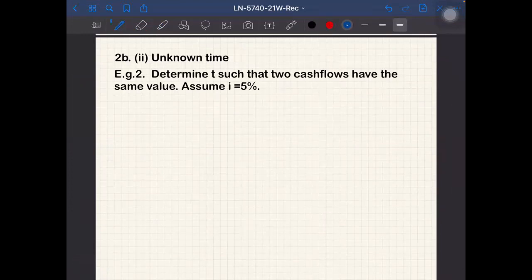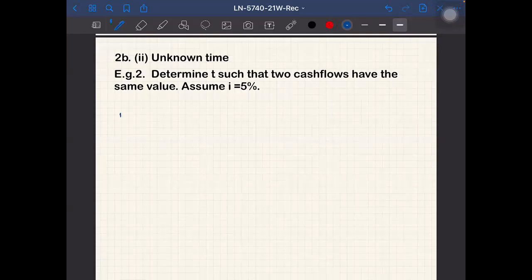Hi, the next example is unknown time. So we want to solve the time diagram for the time point t. Example 2: determine t such that the two cash flows have the same value. Assume the interest rate is 5%.